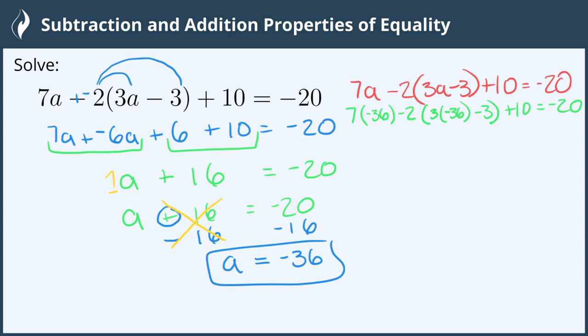7 times negative 36 in my calculator gives me negative 252. Then, using the order of operations inside the parentheses, 3 times negative 36 gives us negative 108. Keep this inside the parentheses. Keep going inside the parentheses. Negative 108 minus 3 gives us negative 111.